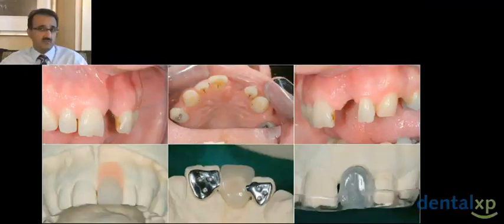We can cement this with a resin-modified glass ionomer such as Fuji 2LC. It's very simple, without etching and bonding, and it makes it very simple to pop these things on and off as we need to, as we treat these more complex cases. We can also use a removable denture in this case if we don't have space in the occlusion to put the metal wings on the adjacent teeth.